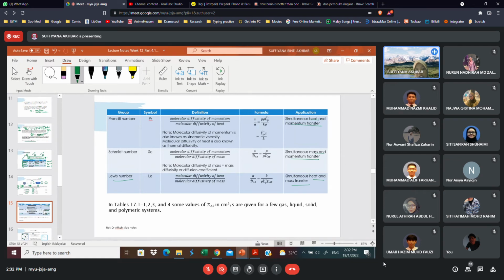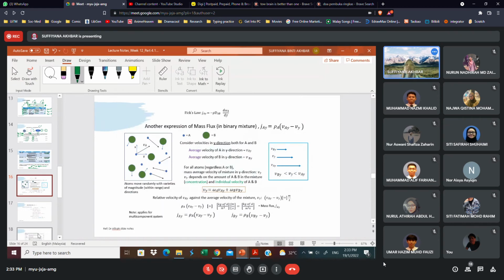So in the textbook, if you refer to Table 17.1-1, 2, 3, and 4, some values of D_AB, the mass diffusivity, in centimeters squared per second are given for gas, liquid, solid, and polymer systems. These values were obtained experimentally. So if we don't have the value, we can use another method, which is estimation. We will estimate the value of the mass diffusivity.